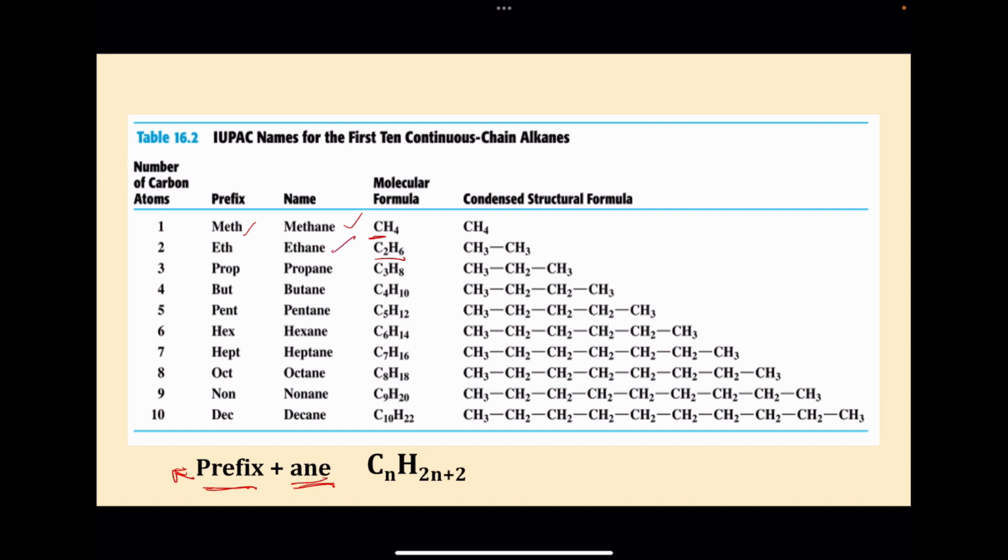Sama juga untuk 3 carbon, the prefix name is prop, then we add A and E pada hujung, so then nama dia adalah propane, and so on. 4 carbon butane, 5 carbon pentane, 6 carbon hexane, and so on. So student, you need to understand how to name the compound using the prefix name plus A and E pada hujung dia, and need to remember.